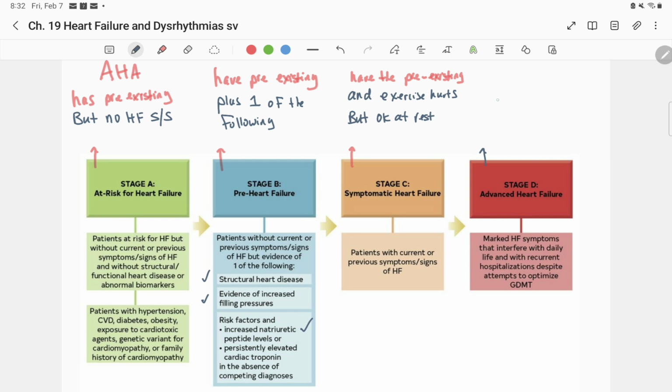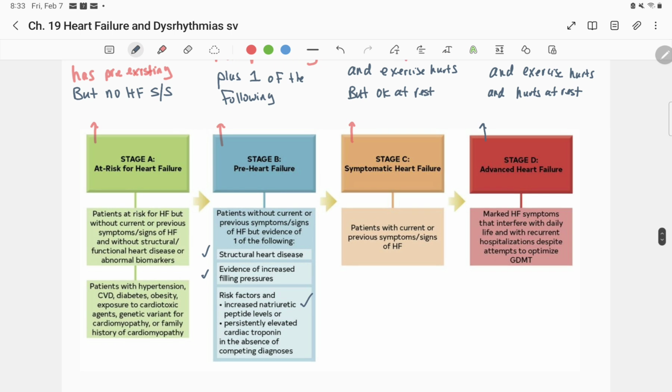And then in stage D, they have the pre-existing conditions and exercise hurts and hurts at rest. Okay, so that would be stage D, advanced heart failure.